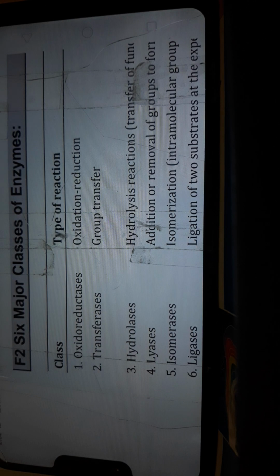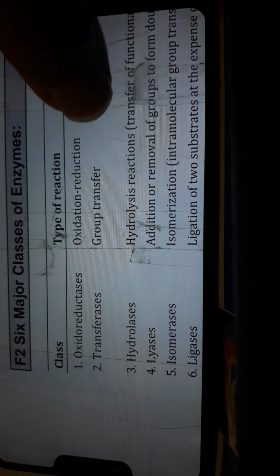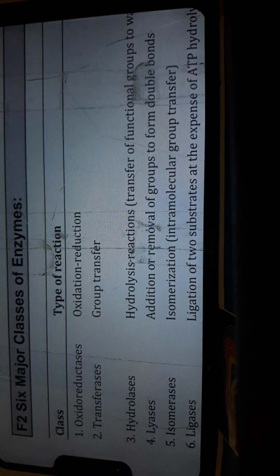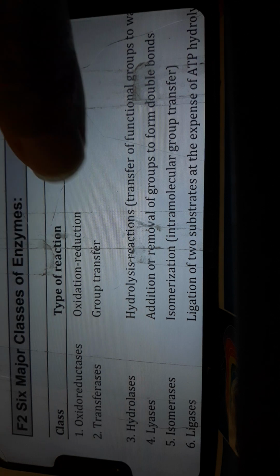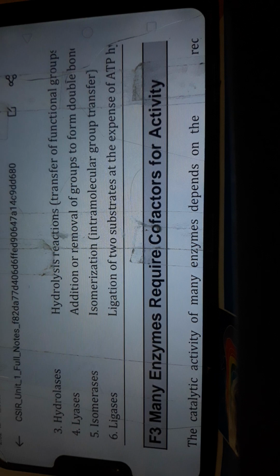And now for the major classes of enzymes, we have 6, that's section F2, 6 major classes of enzymes. Class and the type of reaction. The first would be oxidoreductases, which catalyze the type of reaction called oxidation-reduction. Transferases cause a group transfer. Hydrolases cause hydrolysis reactions, transferring functional groups to water.